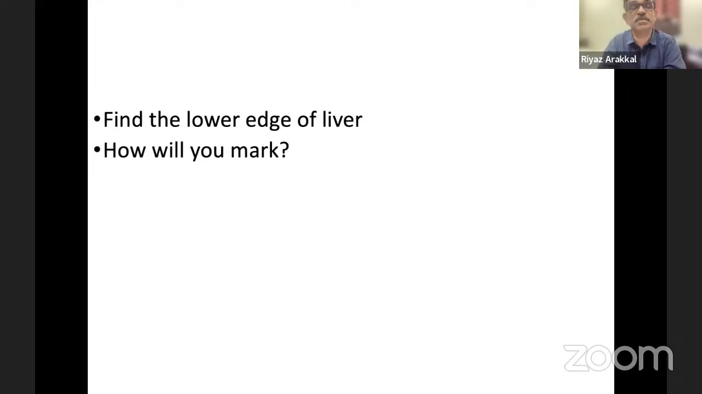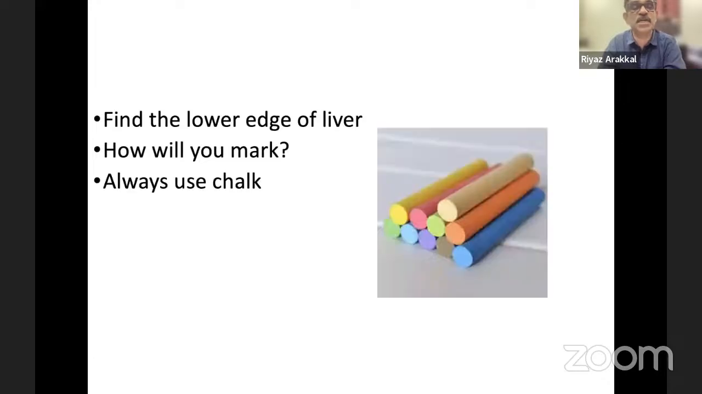You should never use pen. Always mark with chalk. Suppose you mark with your pen. You say that the liver is palpable 2 centimeters below the right costal margin. In fact, the liver may be 10 centimeters below the right costal margin. So what will happen? You will not only fail yourself, but also your friend who is coming next, because he believes that the liver is palpable only 2 centimeters.